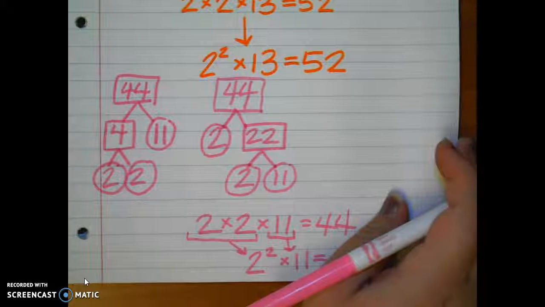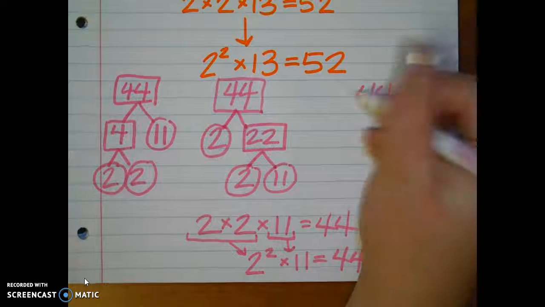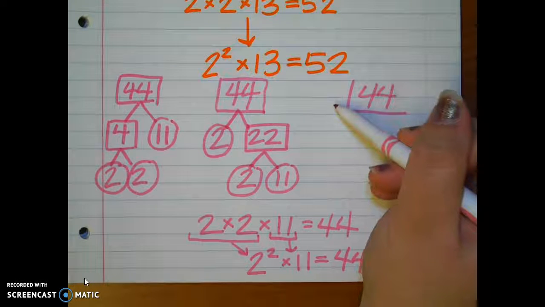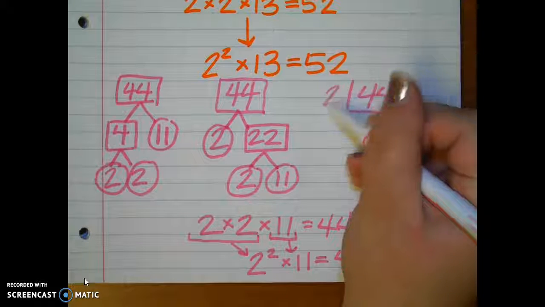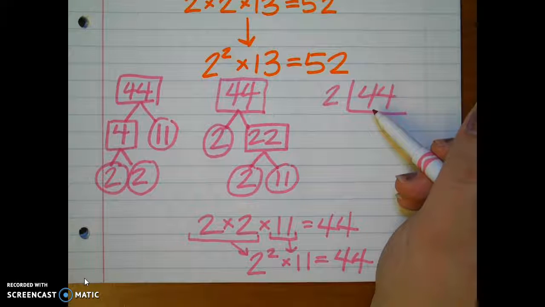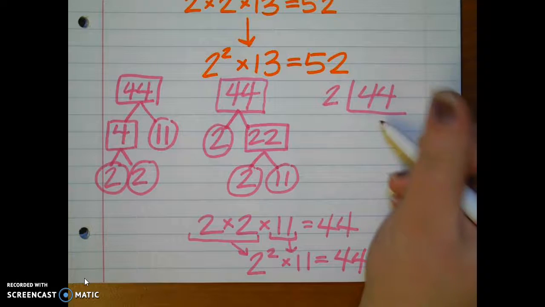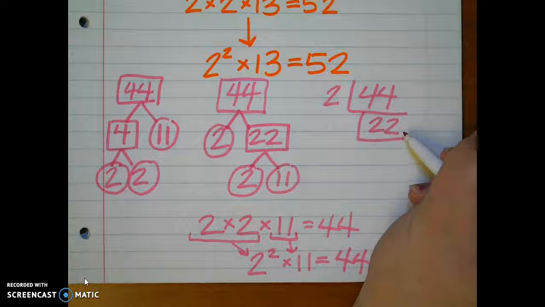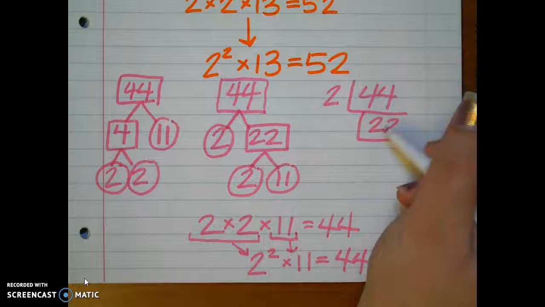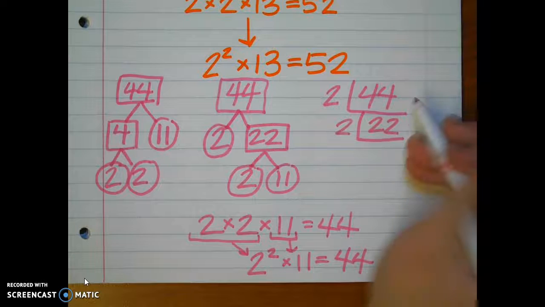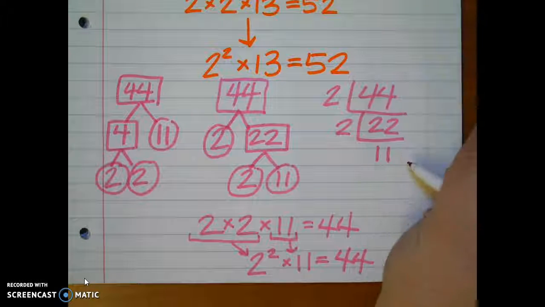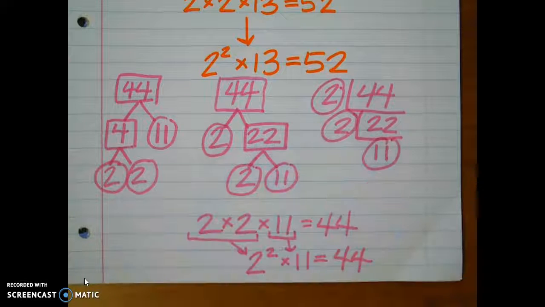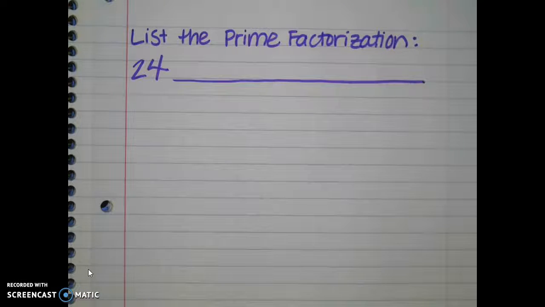And lastly, for our upside down division people, what number can we divide by that is prime? We could do 2, or you could do 11, but let's do 2. 44 divided by 2 gives us 22. That is composite, so it gets its own box. 22 divided by a prime number, you could do 2 or 11. Let's do 2. 22 divided by 2 gives us 11. And then we're done. Alright, and we'll do one more example.